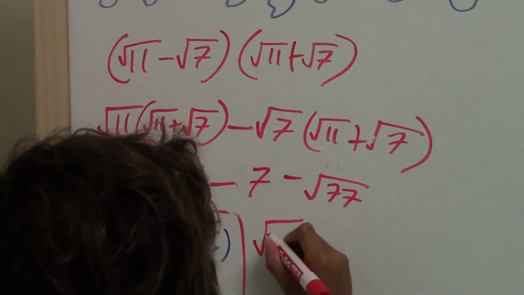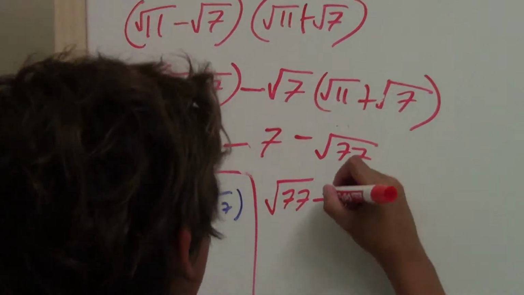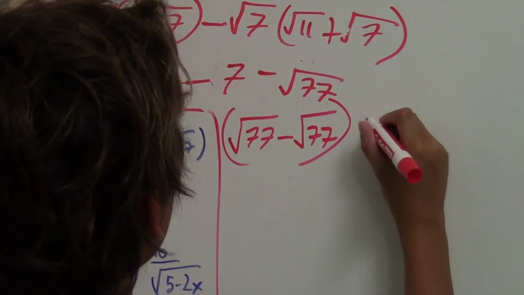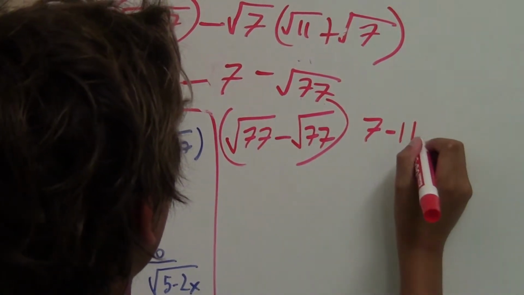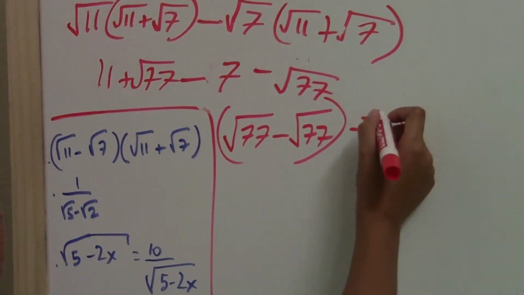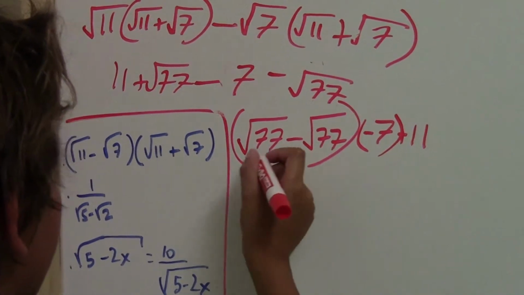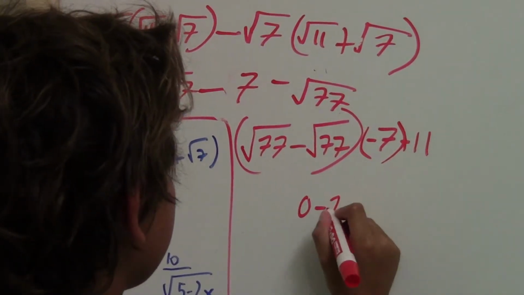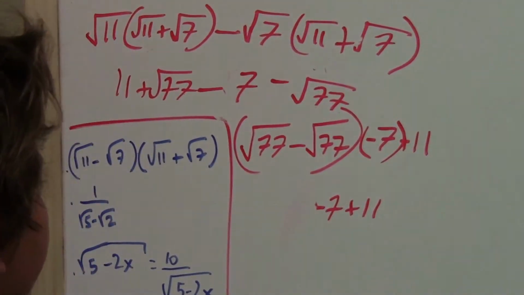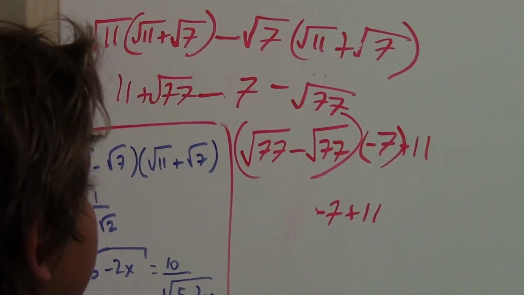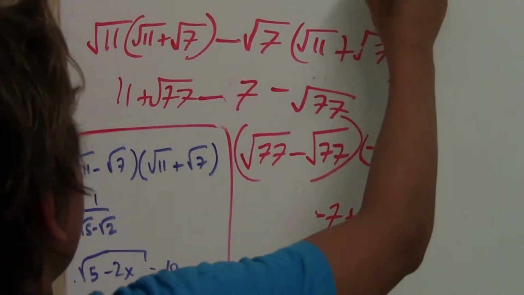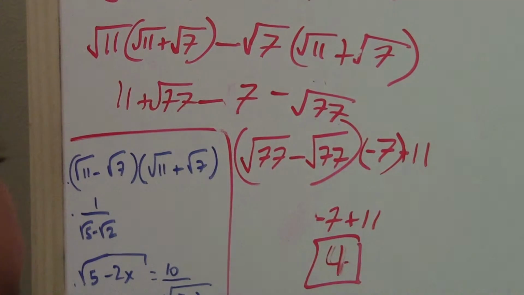Since it's the same thing as the square root of 77, because then we can use the commutative property, minus square root of 77 in parentheses times 7 minus 11. Well, this would equal 0, so it will be 0 minus 7 plus 11. 0 is nothing, so it's just minus 7 plus 11, which is the same thing as 11 minus 7, and the answer is 4. Our answer for this equals 4, and we are done for this.